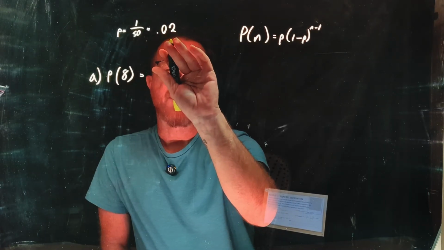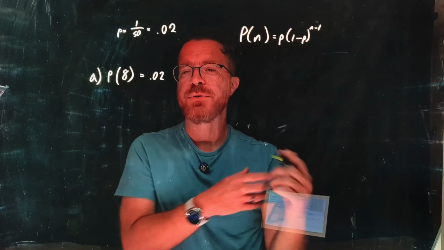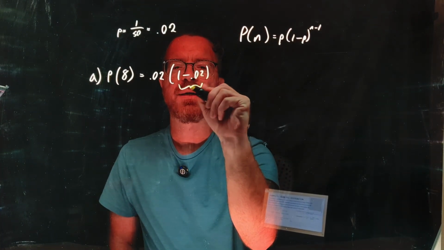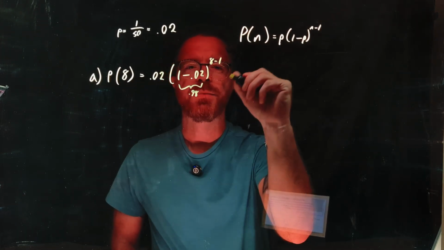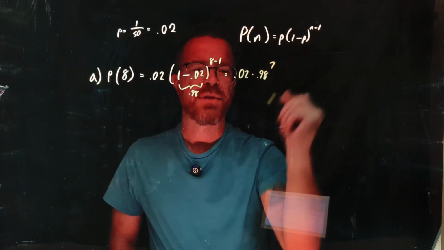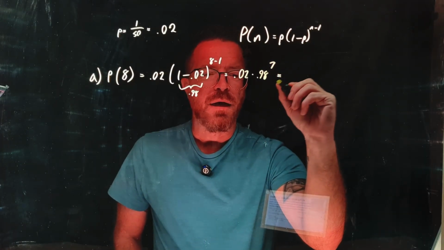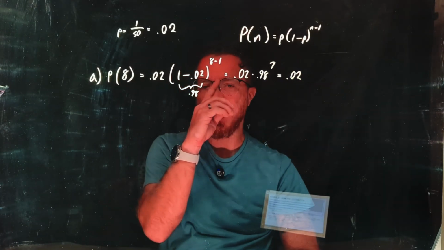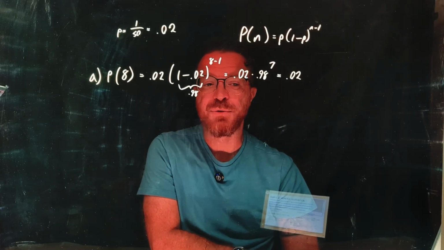So in this case, our probability of finding a faulty bulb is 0.02, which means that our probability of not finding a faulty bulb would be 1 minus 0.02, or in this case, 0.98, to the 8 minus 1 power. So rewriting this, we get 0.02 times 0.98 to the 7th power. And this would give us a probability of 0.02. This means that the probability that we would find a faulty bulb on our 8th bulb, being the first faulty bulb, is only 0.02.